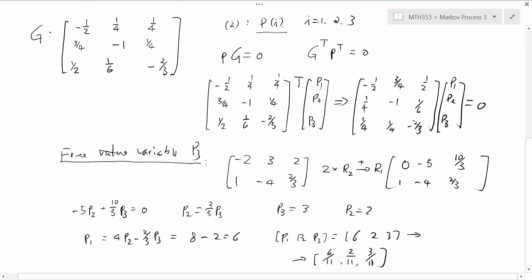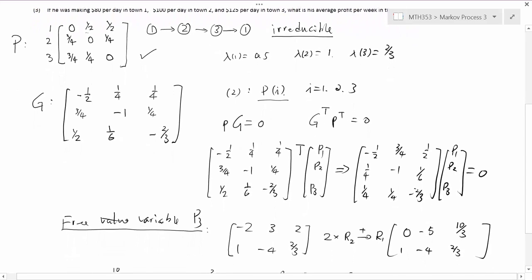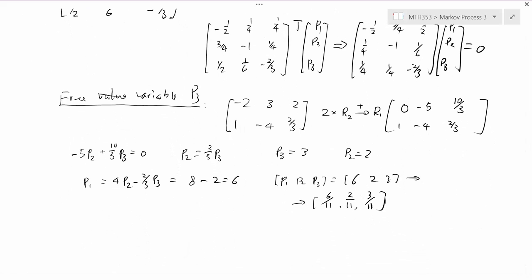All right, now let's look at the last question. It says, if he was making $80 per day in town 1, $100 per day in town 2, and $125 per day in town 3, what is his average profit per week in the long run? Now here, there is a catch. He's making $80 per day, so how many dollars per week? We assume he works 5 days a week, so we have to multiply all these numbers by 5.